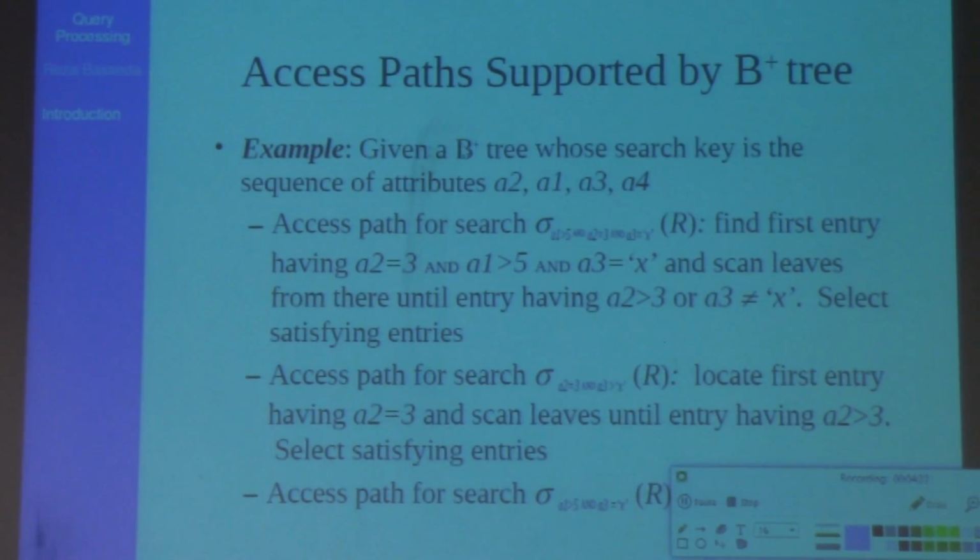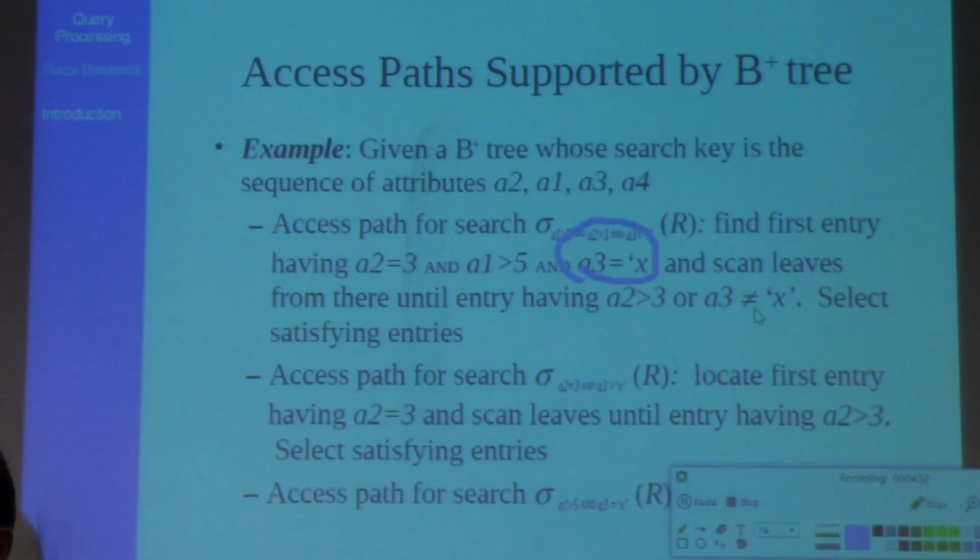First we locate A2, which should be 3. Now we locate A1: we find the first A1 which is greater than 5. And then we find A3 equal to X. After that, we know that all of the records may match this condition. Why? Because we know that these are all together. So we start to scan all of the records.